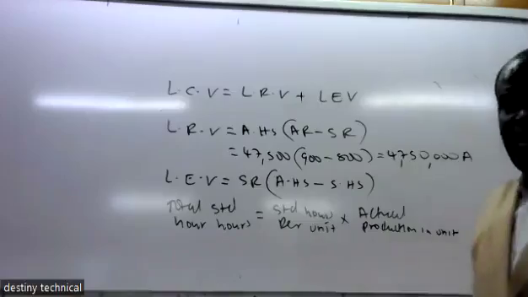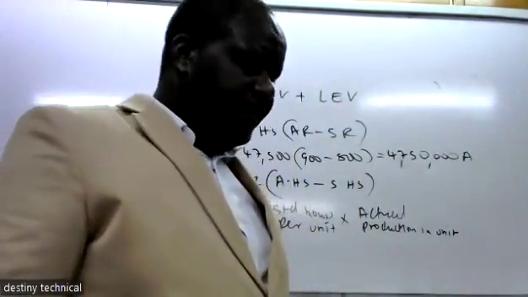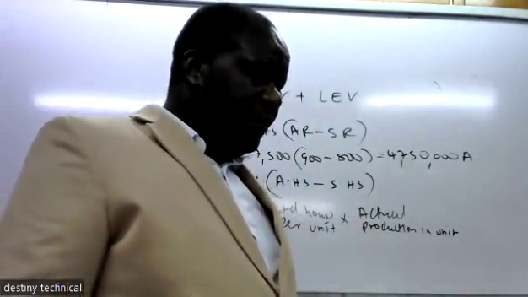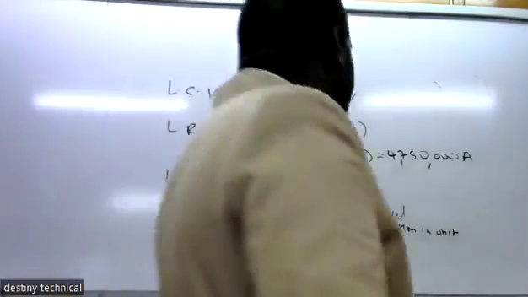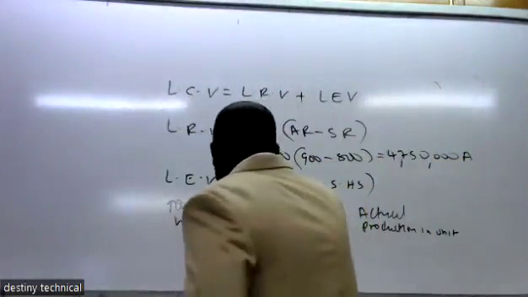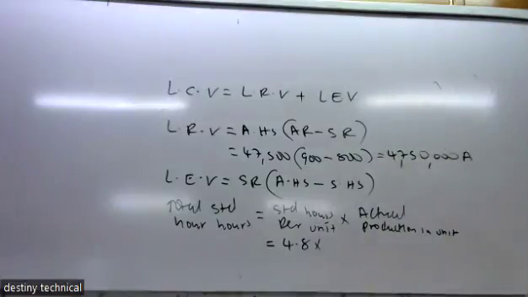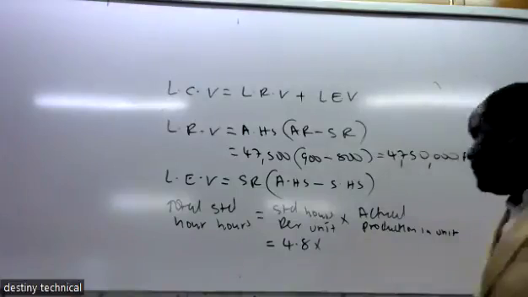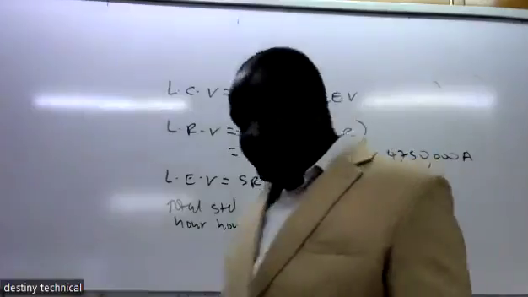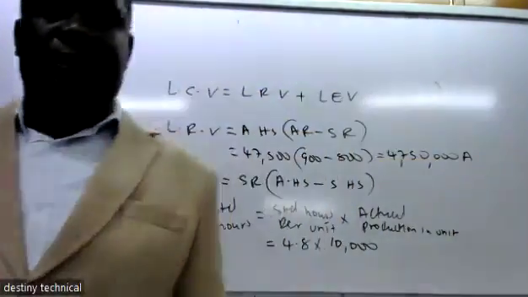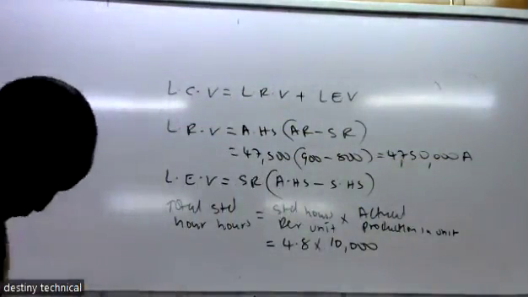The question had given you the standard hours by unit. You see up there, 4.8. Multiplied by 10,000, you see the note number 2, you get 48,000. So now from there, we compute the labor efficiency variance.